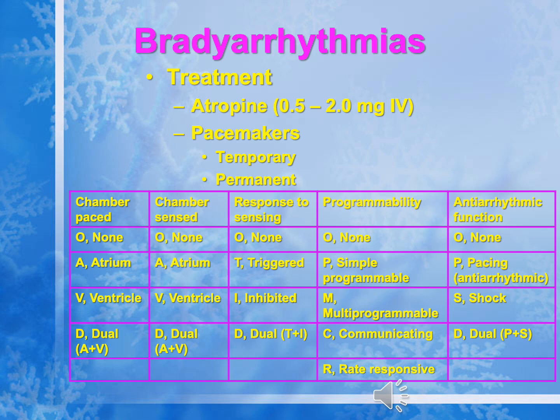This slide indicates the treatment for bradyarrhythmias. Atropine given intravenously is the immediate treatment for just about all bradyarrhythmias, and frequently is all that's needed to speed up some types of bradyarrhythmias. Pacemaker therapy, otherwise, we've already discussed the indications for both temporary and permanent pacemakers and the letter designation of the type of pacemaker.